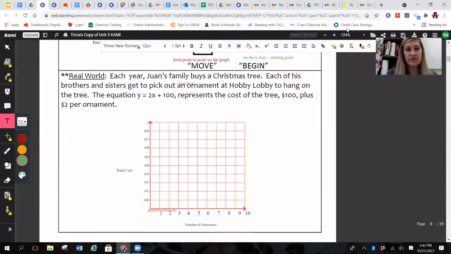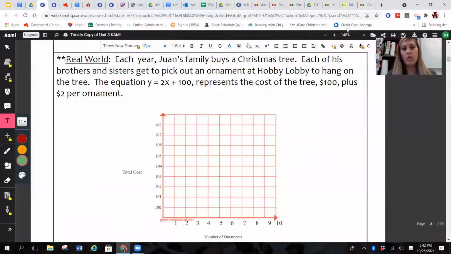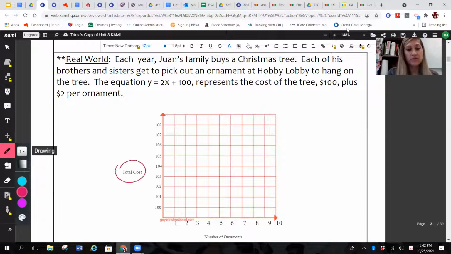So let's read our first example about the real world question. Each year, Juan's family buys a Christmas tree. Each of his brothers and sisters get to pick out an ornament at Hobby Lobby to hang on the tree. Here's the equation, y equals 2x plus 100. It represents the cost of the tree right here. Total cost is my y, plus $2 per ornament, and the number of ornaments is my x.